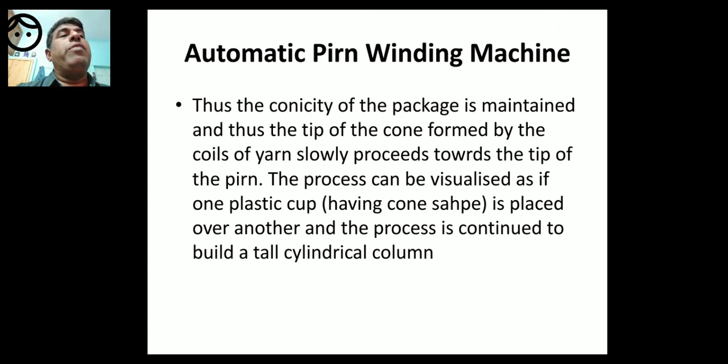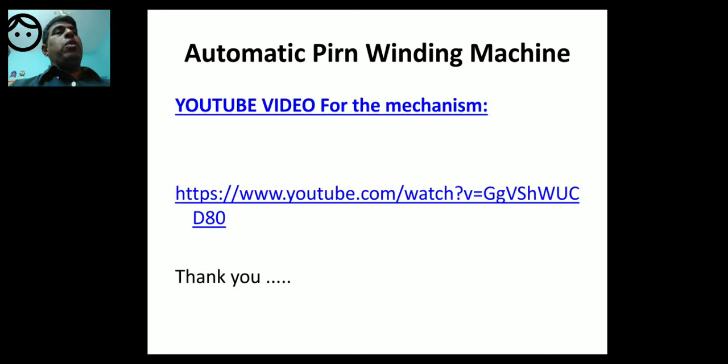Thus the conicity of the package is maintained, and thus the tip of the cone formed by the coils of yarn slowly proceeds towards the tip of the pern. The process can be visualized as if one plastic cup having cone shape is placed over another and the process is continued to build a tall cylindrical column. So this is about automatic pern winding machine. Now I will show you the video.